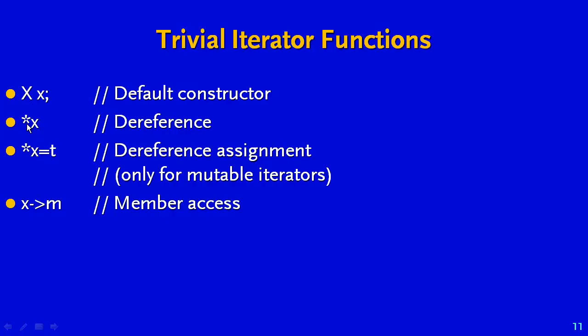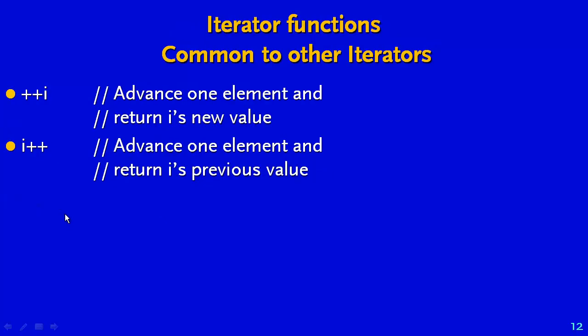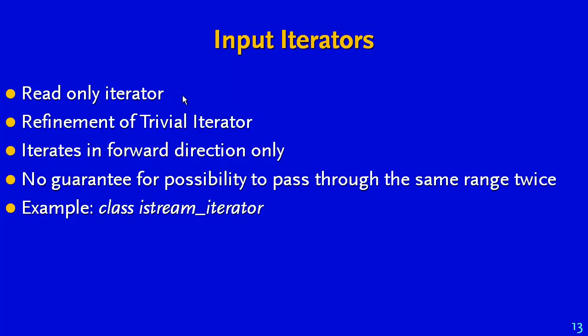You can dereference it, you can dereference and assign it to a value, and you can access the members of your iterator. Of course, we've got the increment operators for iterators. You know this from your C course. ++I means advance one element and return I's new value, and I++ advance one element and return the previous value.